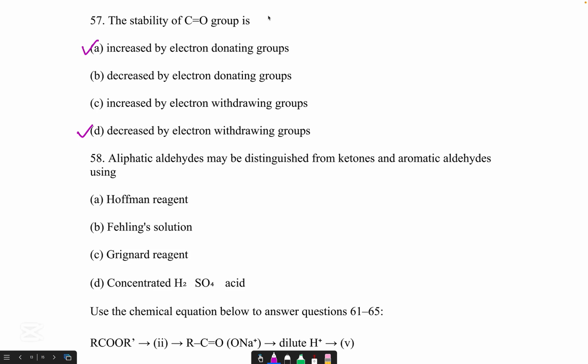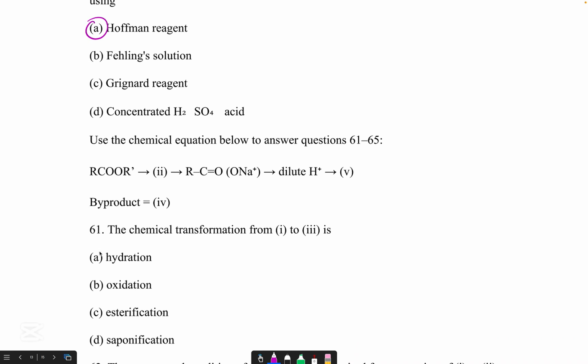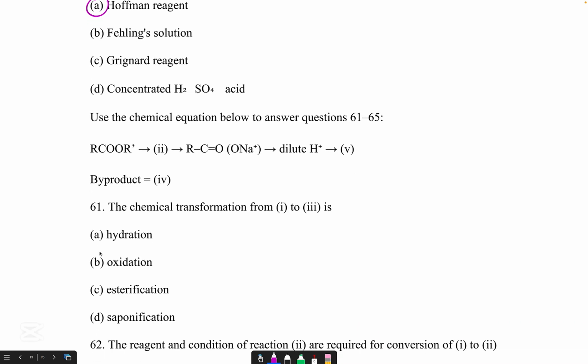Now, we usually use the silver mirror test, which is the Tollens' reagent, to actually do that. So the correct answer is option A. Use the chemical equation below to answer questions 61 to 65. Let me check if this equation was properly represented here.